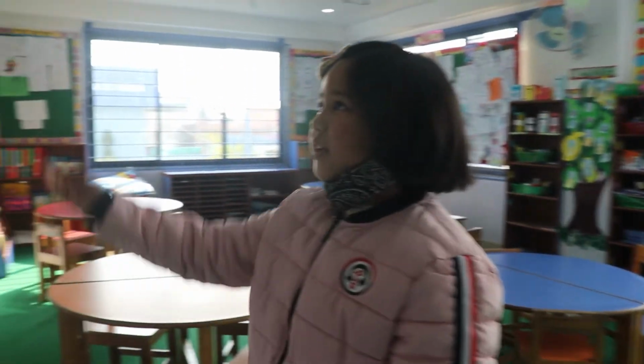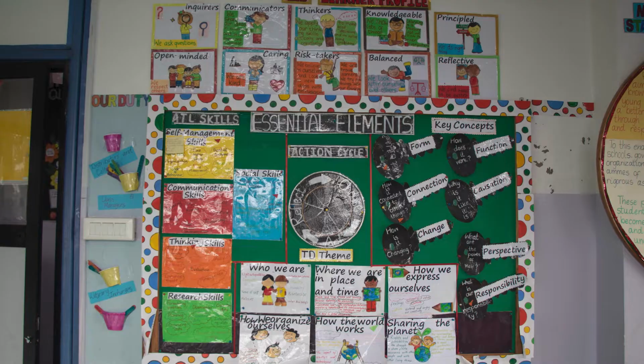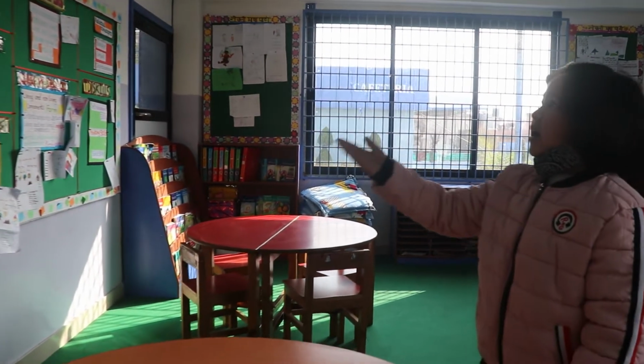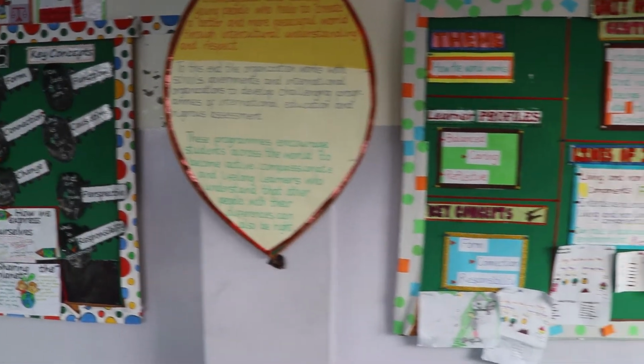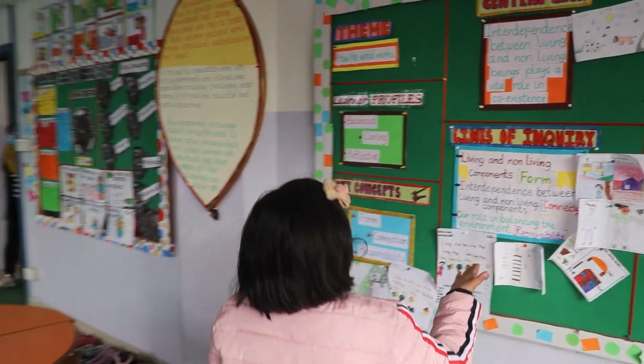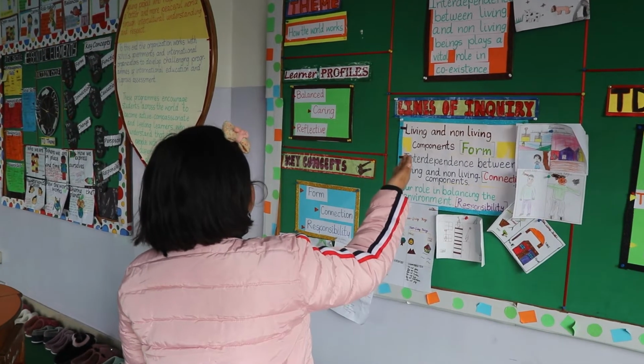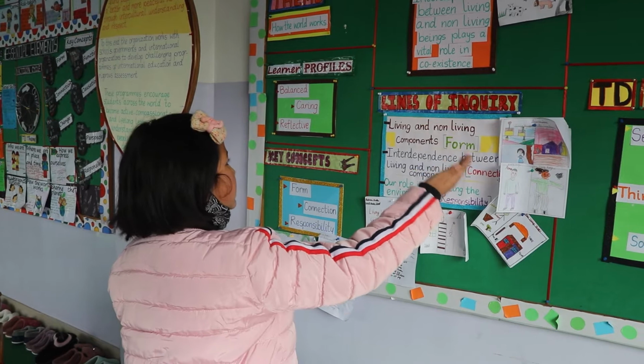This is our grade 3 Sagarmatha. Over here is the essential elements board. There are skills, action cycle, TD theme, key concepts, and learner profile. Here is the IB mission statement. Over here is the unit board. There are theme, learner's profile, key concepts, lines of inquiry, and skills.